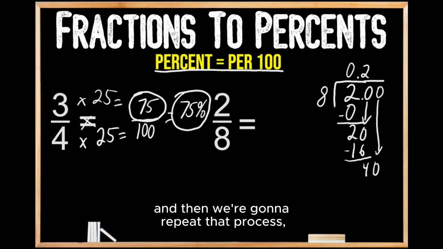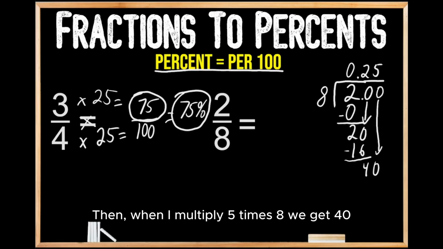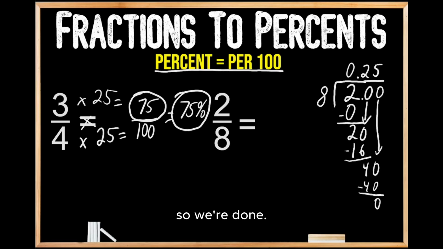Then we're going to repeat that process, but now thinking, how many groups of 8 can I make out of 40? Well, I know that I can make 5 equal groups of 8 out of 40. When I multiply 5 times 8, we get 40. When we subtract 40 from 40, we're left with 0. So we're done. Our answer, or our quotient, is 25 hundredths.